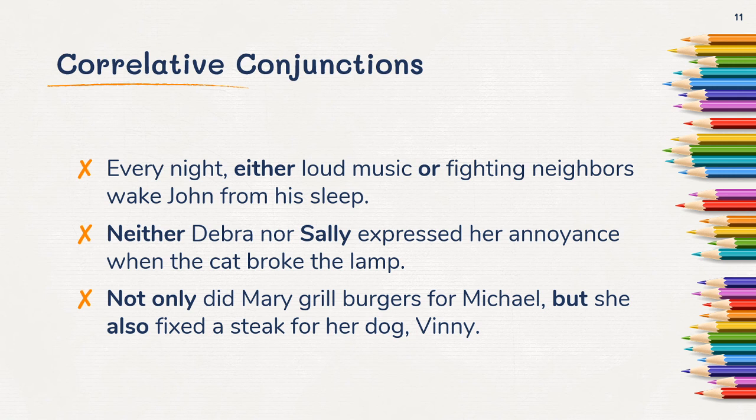So this is to show two actions. Not only, but. So not only did Mary grill burgers for Michael, so we know that Mary grilled burgers for Michael, but she also fixed a steak for her dog Vinny. So she did two things. I'll give you a few seconds to take notes, take these examples. All right, should be good enough.